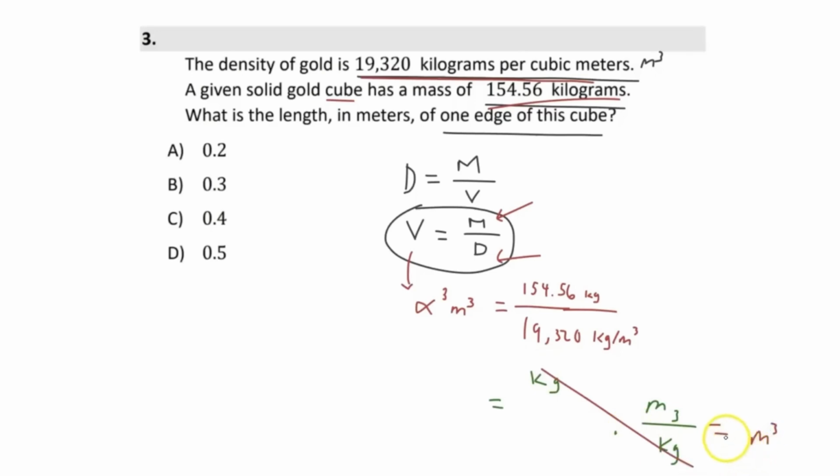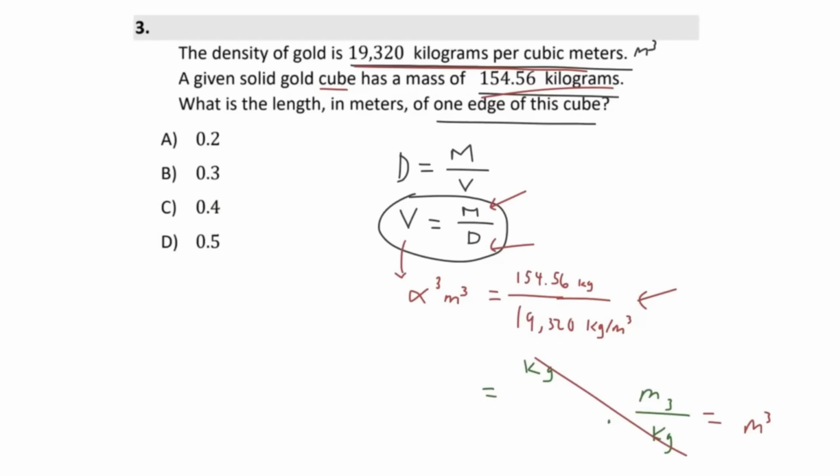And so what does that mean? That means we have the same units on the left and right, and so we can just literally do the division right here to get our answer. So go ahead and take out a calculator and do the division on the right side, and then take the cube root of both sides and isolate and find our actual alpha value, the edge of this cube. If you do all that, you should get the final answer choice of 0.2, answer choice A.